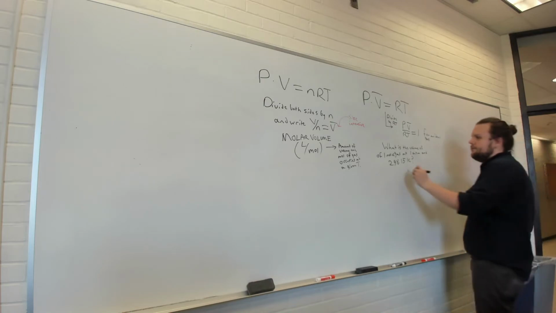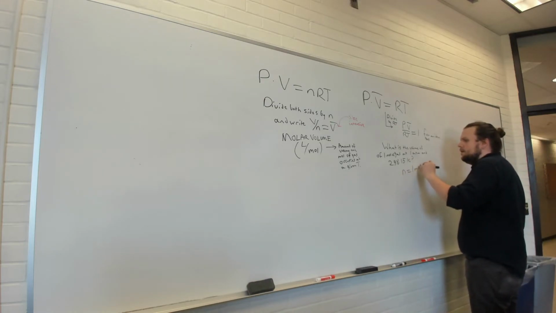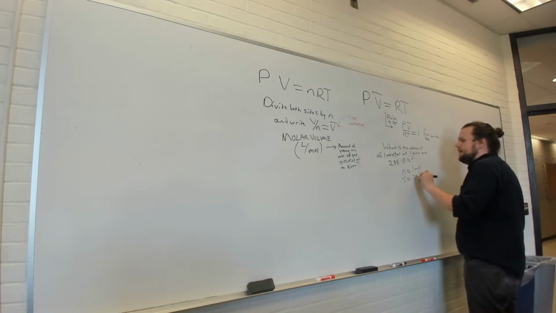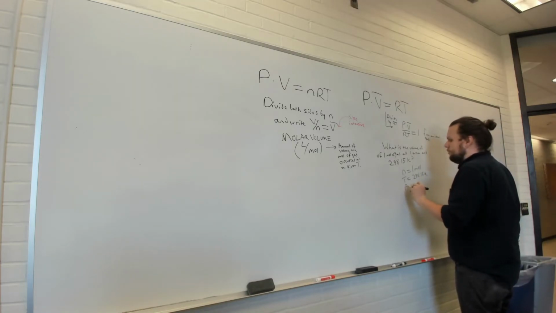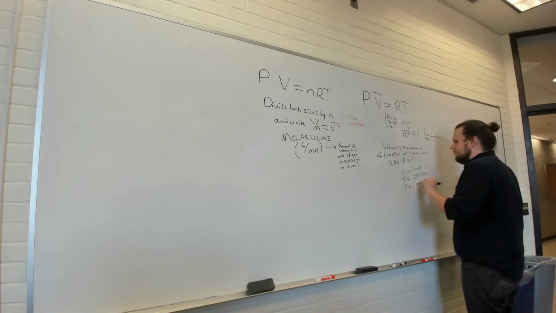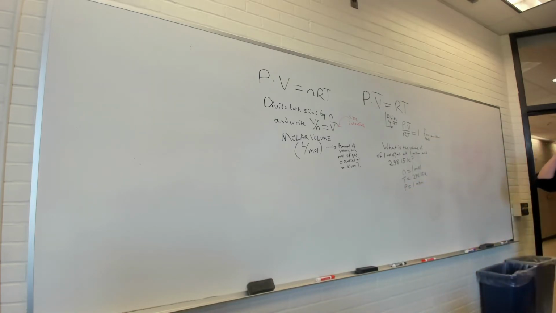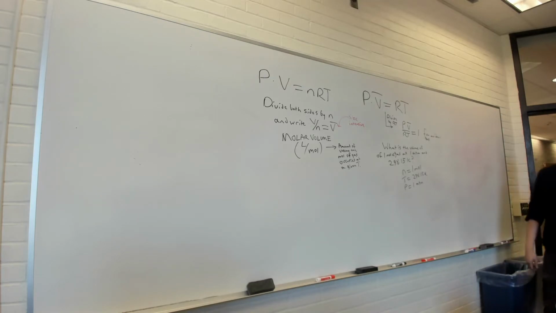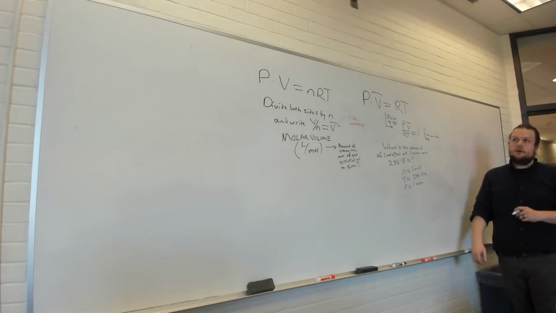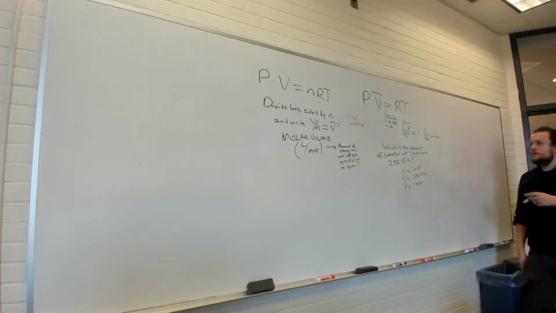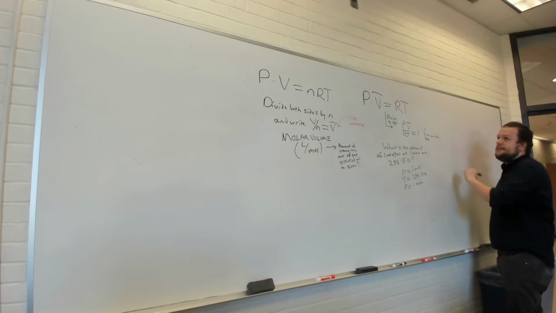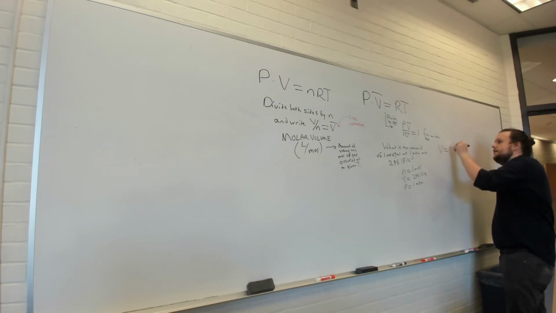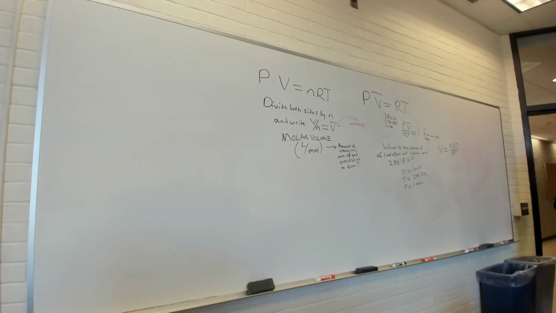All right, so we know a couple things. We know n is 1 mole. We know T is 298.15 Kelvin, and pressure is 1 atmosphere. We're looking for V, and we have an equation for that. We can just take PV equals nRT. We're solving for V, so we divide both sides by P.